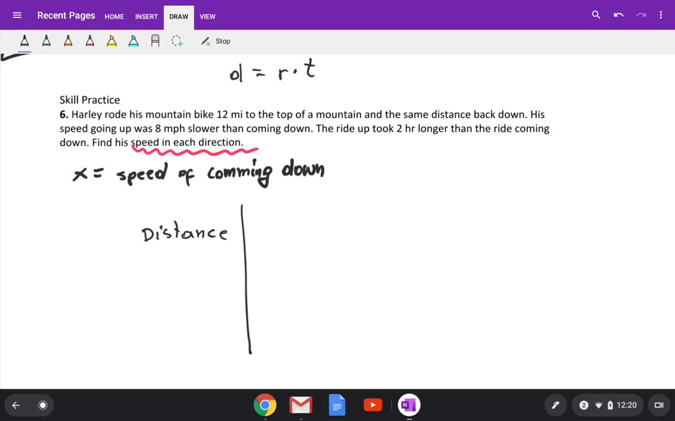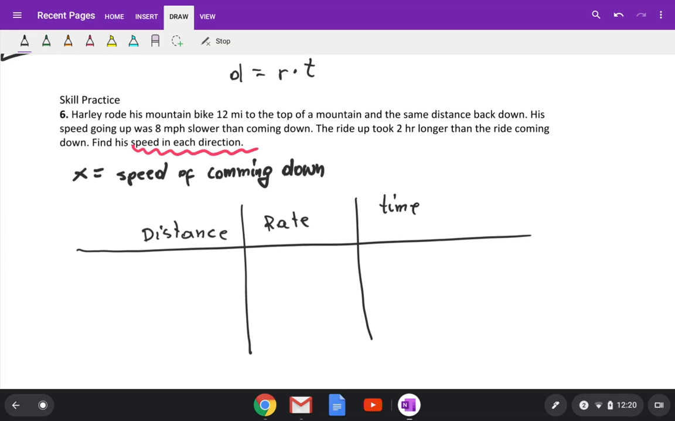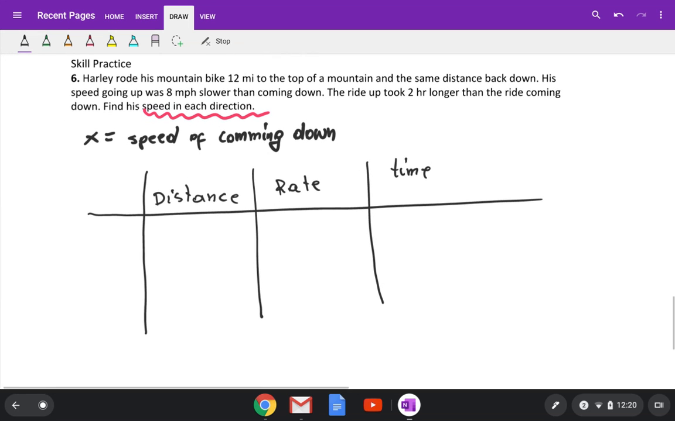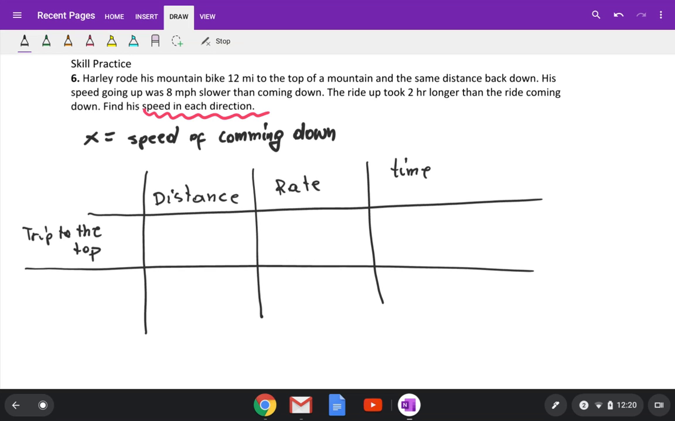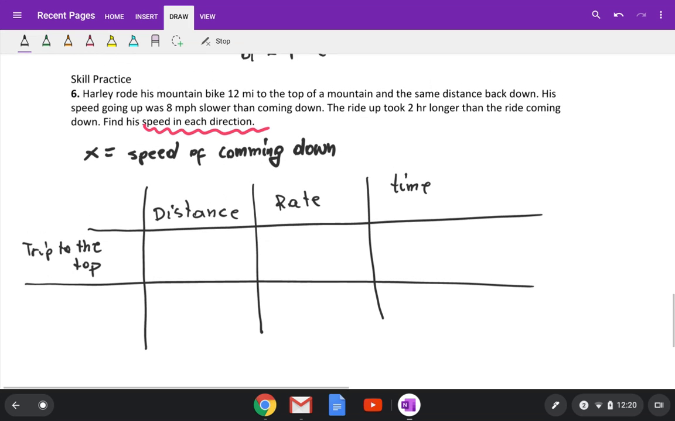It's just easier for me to keep the most important information. So distance, rate, time, and we have two situations. We're talking about the trip to the top and then the trip back. Okay, so let's start putting in the most important information.